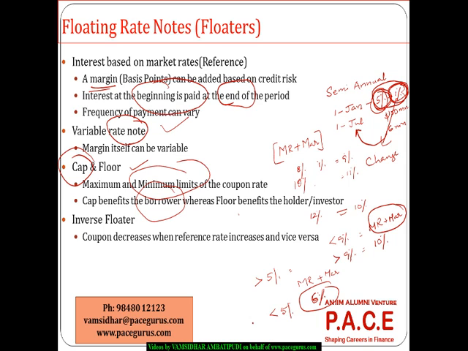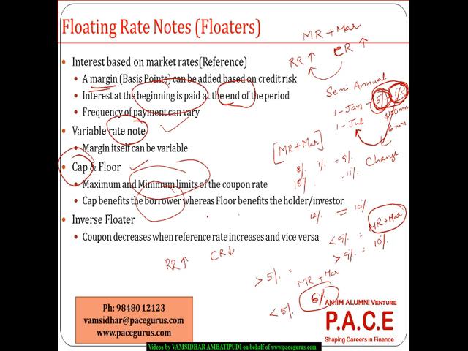Then we are also talking about some kind of floating rate instruments which are classified as inverse floaters. Any normal floating rate is linked with the market rate, which is a reference rate, plus some kind of margin. So if the reference rate increases, we see that the coupon rate also increases. This is a normal floater. But when I say inverse floater, the coupon rate is inversely related to the reference rate. So as the reference rate increases, the coupon rate decreases, and vice versa.